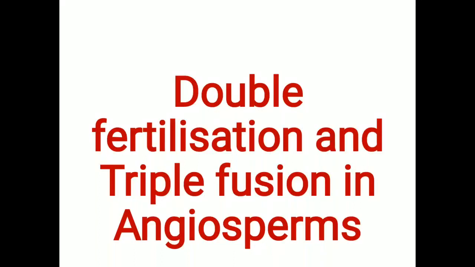So in this video we'll study about the double fertilization and triple fusion in angiosperms. Most of the students feel difficulty in visualizing the topic, how the double fertilization and triple fusion takes place. So for them I have made this three-dimensional animation video so that it will help them to understand the concept of double fertilization and triple fusion, because this is a very important topic of class 11 biology. So now with the help of the animation video we will try to understand the double fertilization and triple fusion.